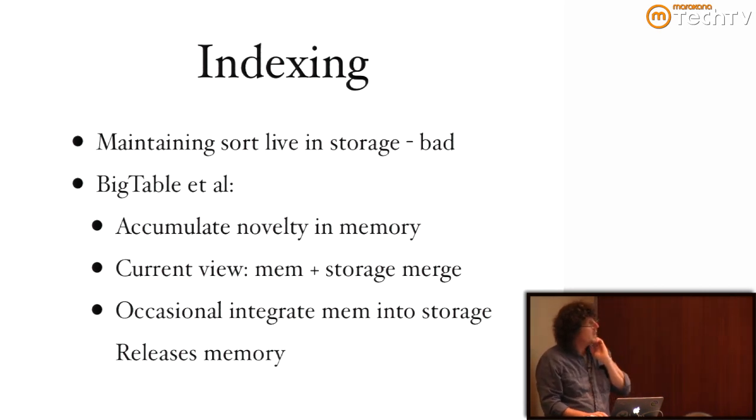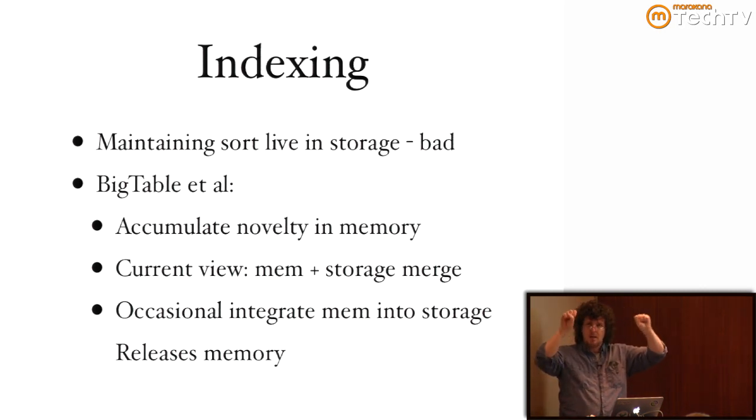So we accumulate in memory. Anytime we want a current view of the world, we're going to need to merge dynamically what we have in memory with what's coming from storage. Just do a dynamic merge join between those two things. And every now and then, something has to go and integrate what's in memory into storage. And as soon as that's been done, everybody can drop that from memory. We don't care about that. We're going to start it fresh, because we know now that's in the index that's in storage.